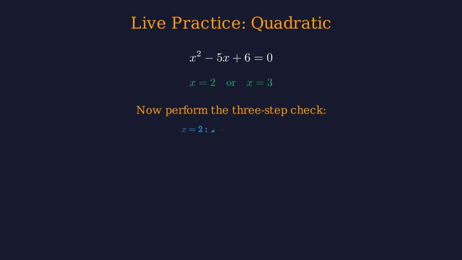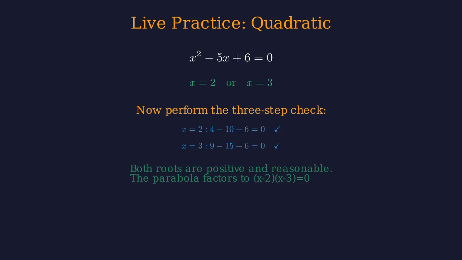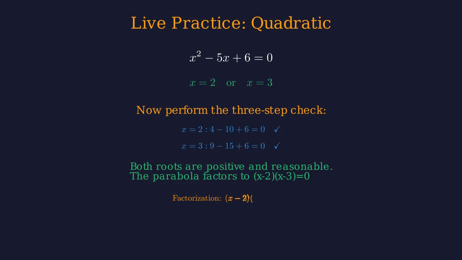Substitute x equals 2. 4 minus 10 plus 6 equals 0. Substitute x equals 3. 9 minus 15 plus 6 equals 0. Reasoning. Both roots are positive and reasonable for this parabola, which factors to x minus 2 times x minus 3 equals 0. Method trace, show factorization, x minus 2 times x minus 3 equals 0, and you're done. This is the exact wording that wins marks.